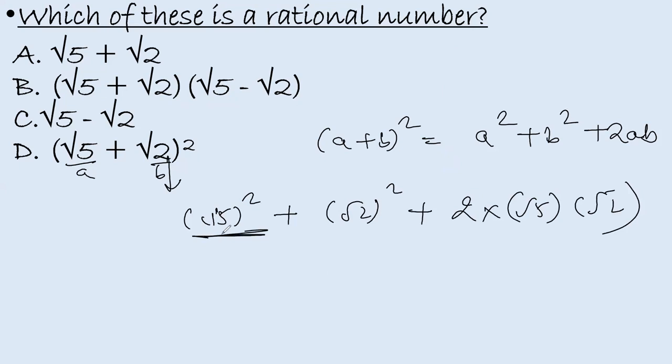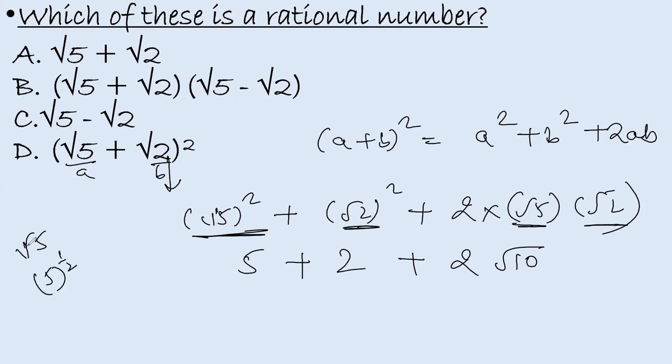What is root 5 square? Root 5 into root 5 is 5. Root 2 into root 2 is 2, plus 2 multiply root 5 into root 2, which is root 10. The powers are same. What is the power here? Whenever you say root 5, it means the power is half. Root under root means the power half. Cube root means the power is 1 by 3. So here also power 1 by 2, and here also power 1 by 2.